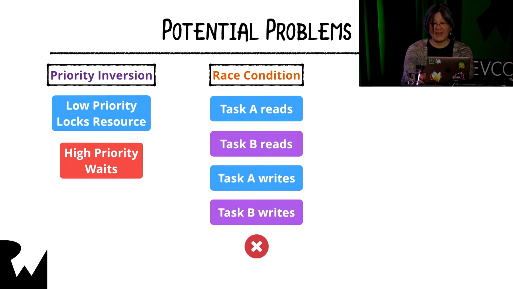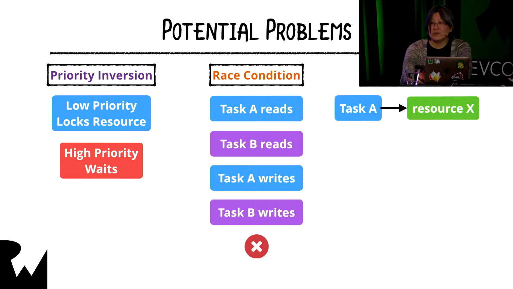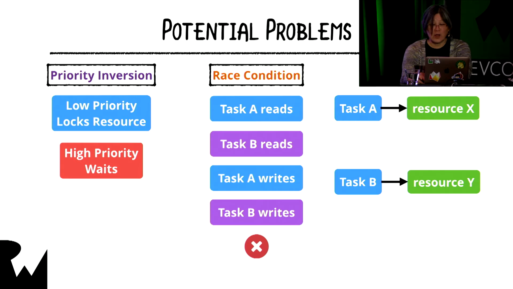The third potential problem is deadlock. This happens when two tasks are waiting for each other to release a resource. Task A holds resource X, task B holds resource Y, and each task is waiting for the other resource, so neither task can progress or finish. GCD and operations will help you avoid priority inversion and, to some extent, race conditions, but you just have to keep your wits about you to detect and avoid deadlocks.